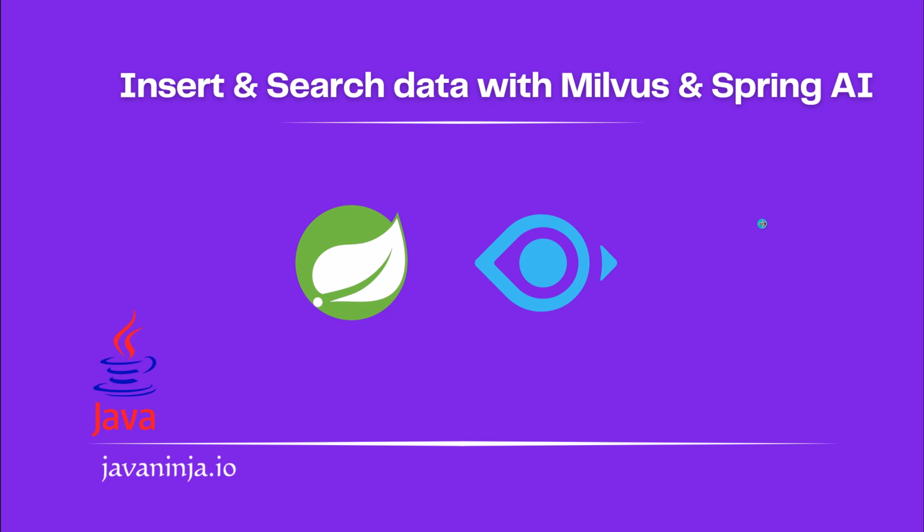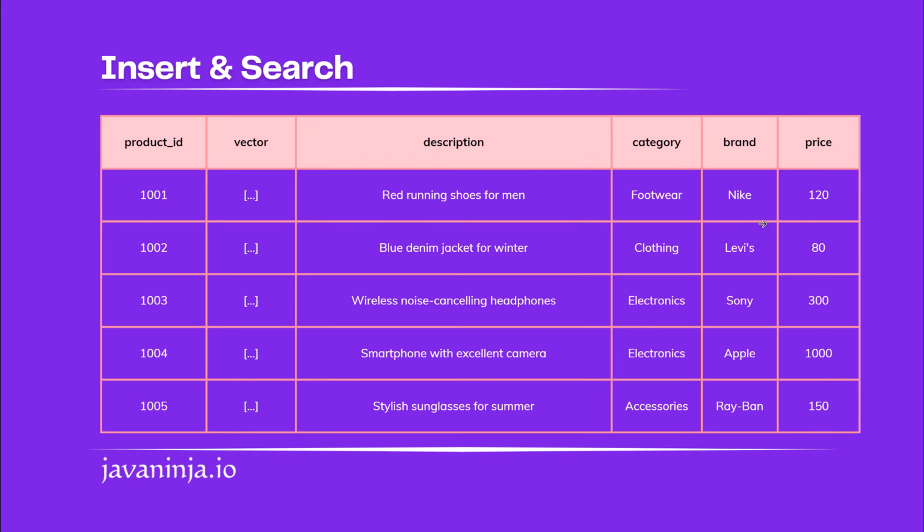In this video we are going to see how to perform insert and search operations in Milvus vectordb using Spring AI. In our previous video we had already done the configuration with Spring AI and Ollama. You can find the link of the previous video in the description. In this video we are going to insert and search the data, and this is the data we are going to be inserting now into the Milvus vectordb.